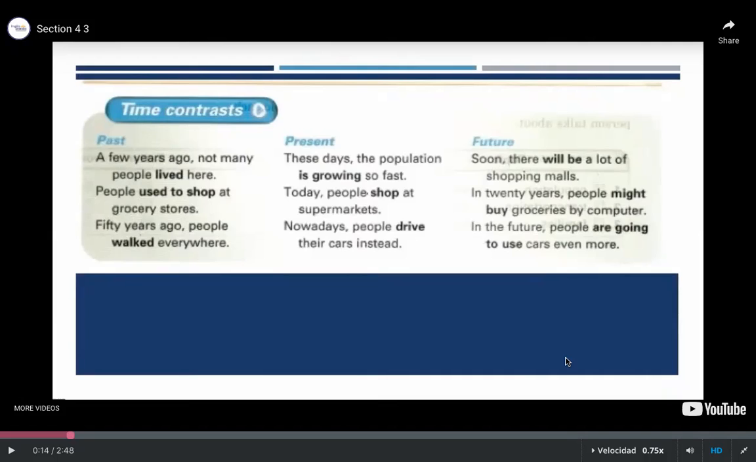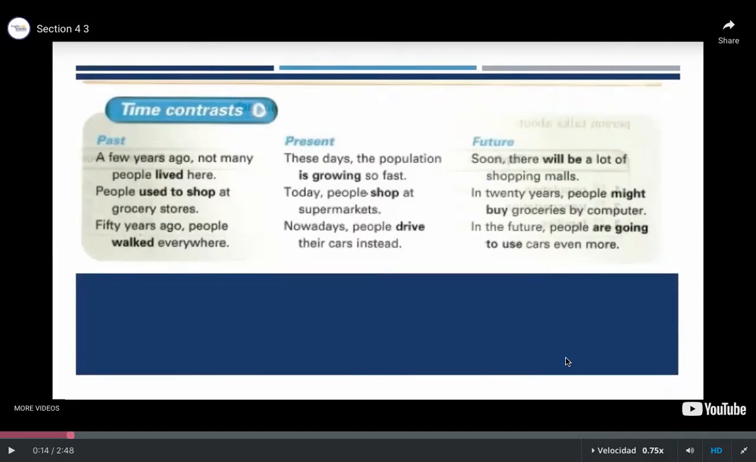So used is the verb in past, and there is an action. Here we have two verbs, but the main one is used. People used to shop at grocery stores. Then we have 50 years ago, so a lot of time ago, people walked everywhere.